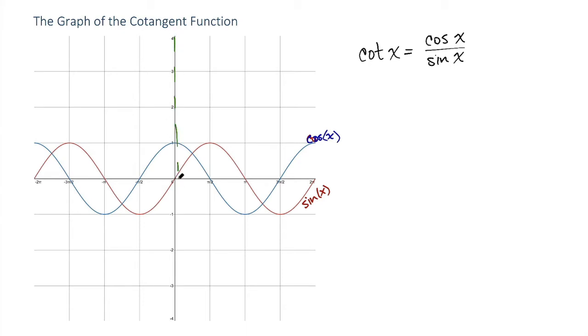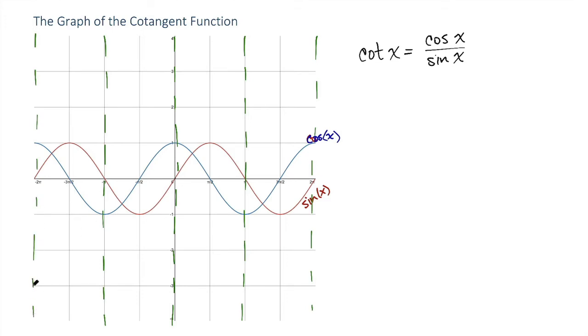So that's here on the y-axis, and over here at pi, at 2 pi, and every multiple of pi, including the negatives. So we get all of these asymptotes.